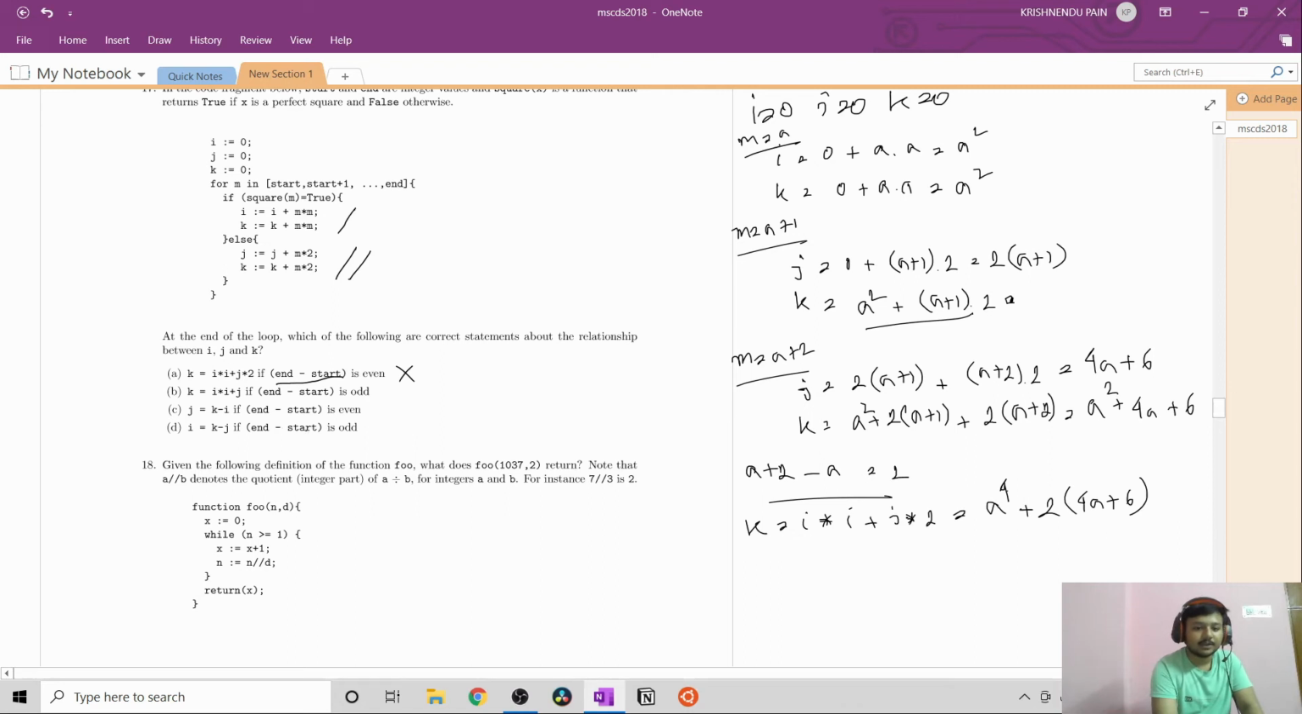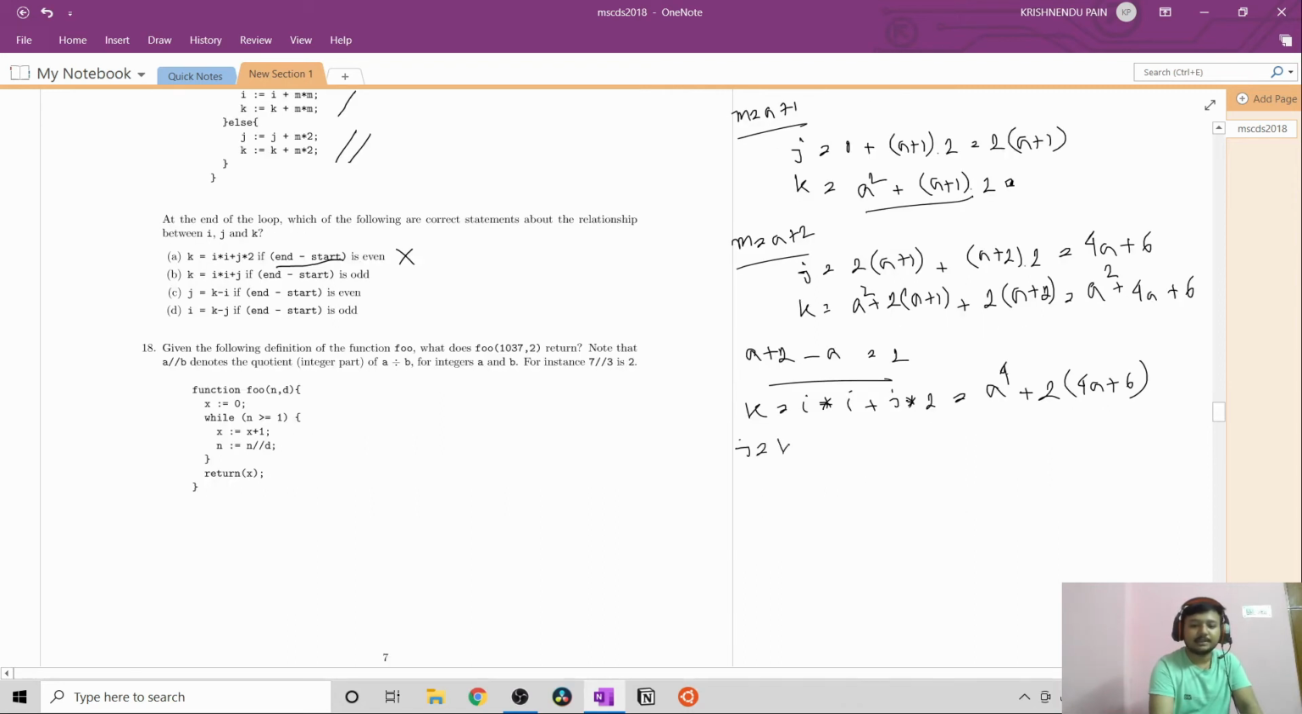We will check this for it. j equal to k minus i. It is written k minus i. Okay, value of k is a square plus 4a plus 6 minus i is a square. So value of j is 4a plus 6. Yes, final value of j is 4a plus 6. So this option C is correct. Now we'll check end minus start is odd.